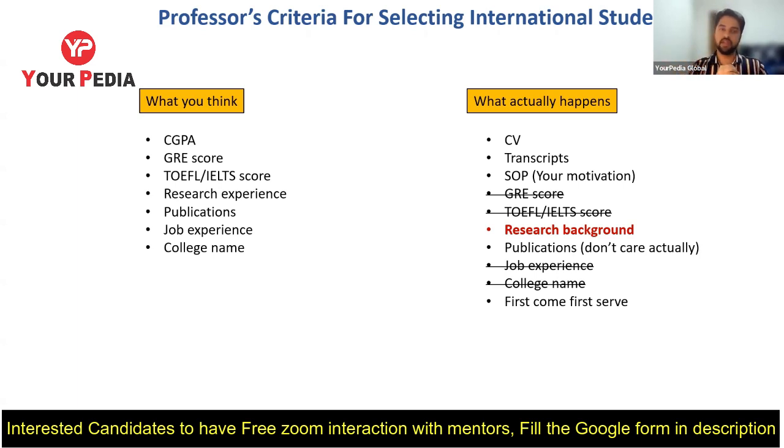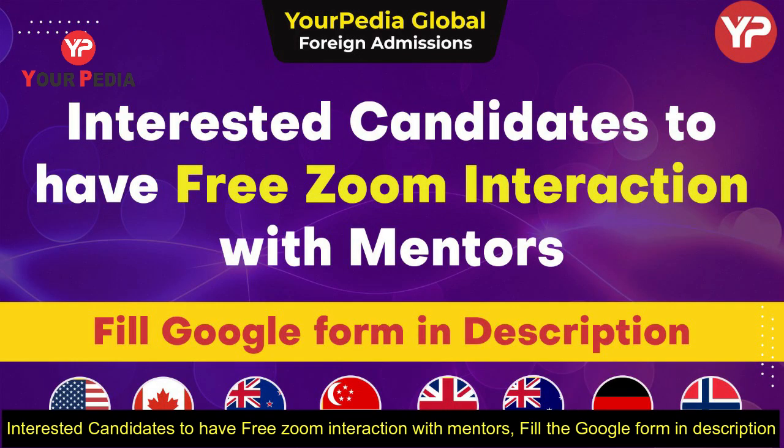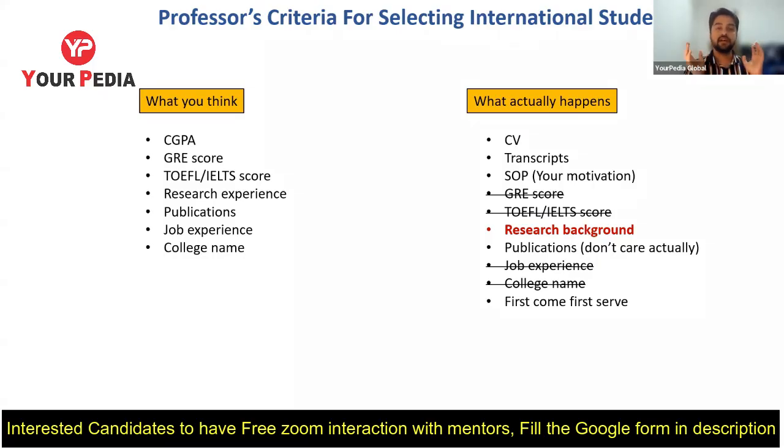So what do students generally think professors are looking for in their profile? They think professors are looking for GRE score, CGPA, TOEFL score, research experience, basically publications, job experience, and your college name, like whether you're from an IIT or other universities. Students generally have this misconception in their mind. They think that if I'm not from an IIT, I may not get a PhD in the USA or Europe. But actually, from what I observe, it's completely a myth.